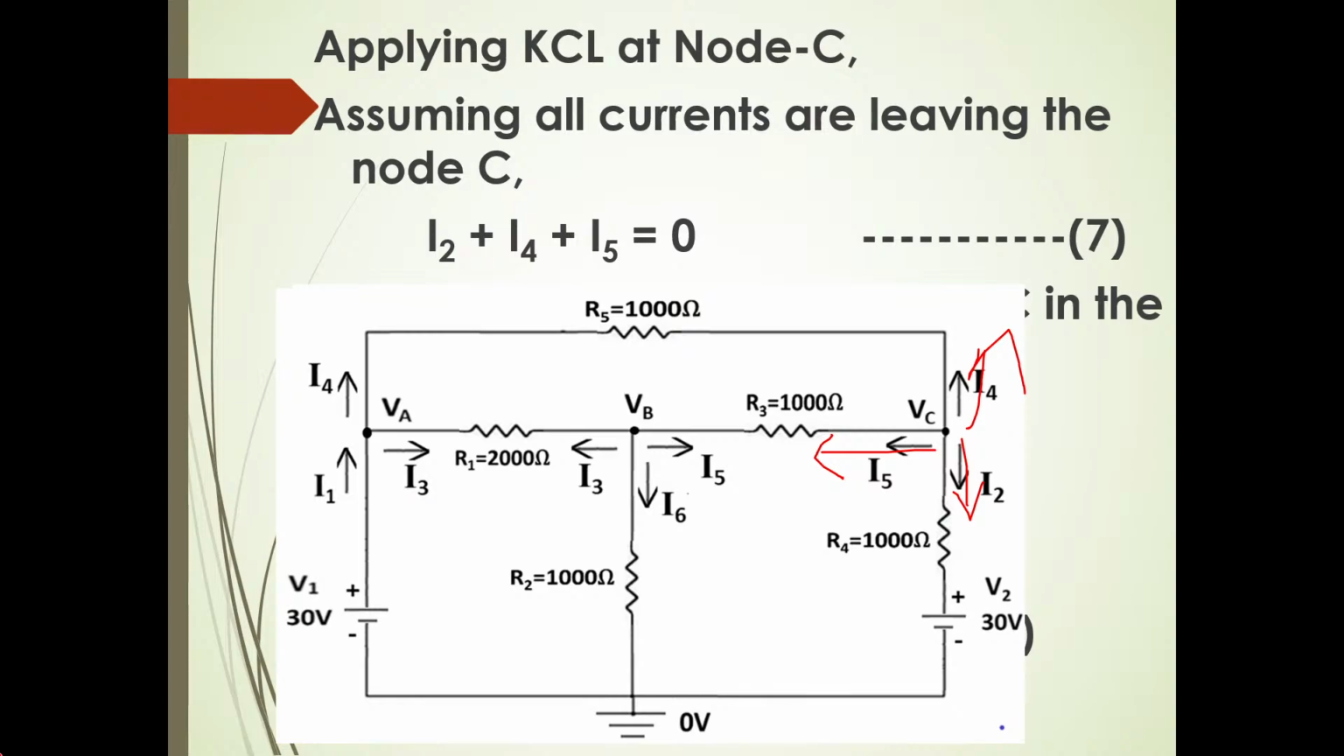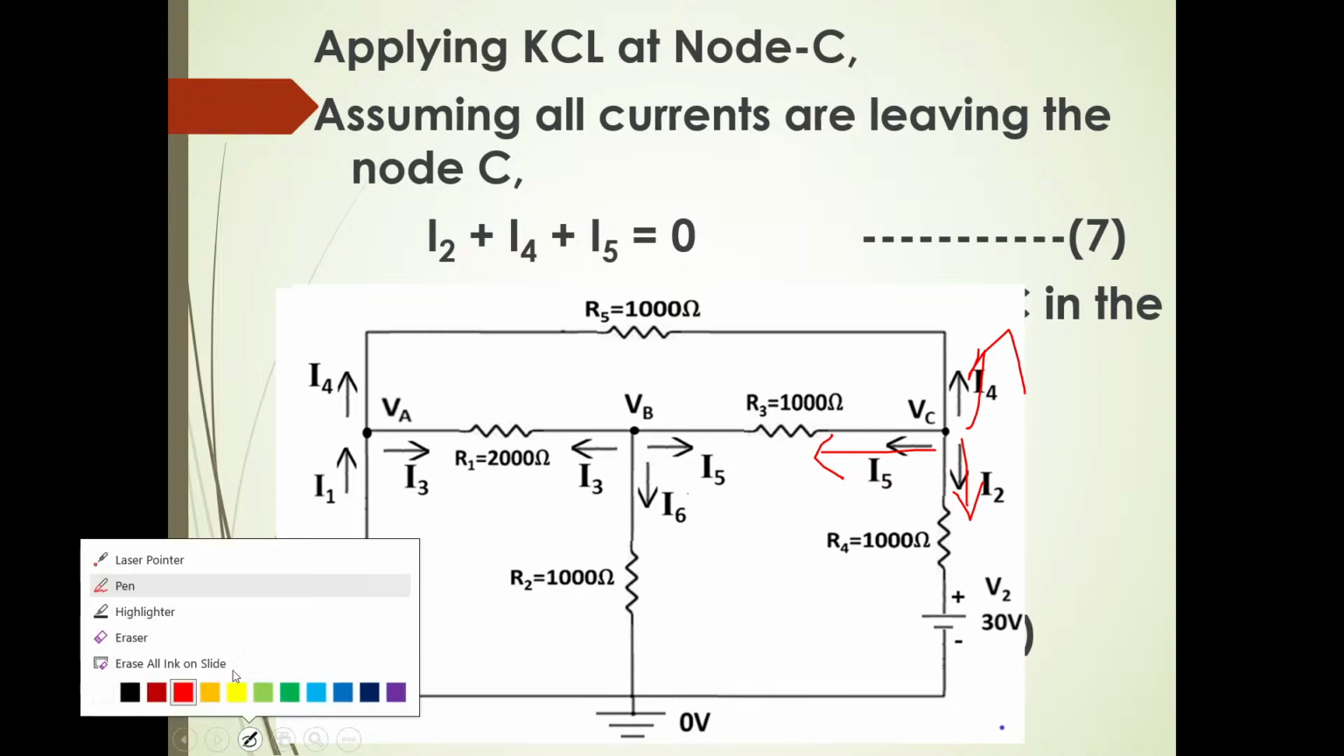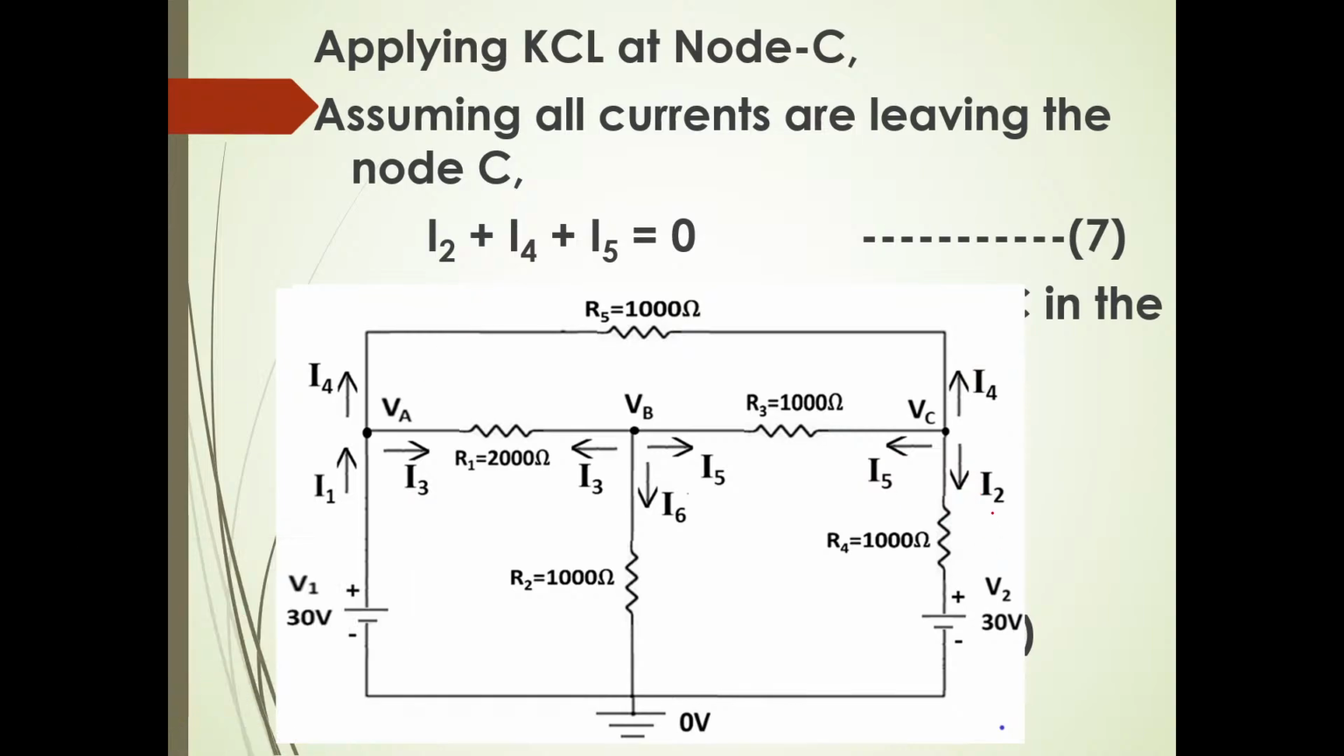So, what are all the currents at node C? Currents are I2, I4 and I5. All are leaving. So, algebraic sum of leaving currents is equal to algebraic sum of entering currents. Here I have assumed all the currents leaving. So, algebraic sum of leaving currents is equal to 0. So, I2 plus I4 plus I5 is equal to 0.